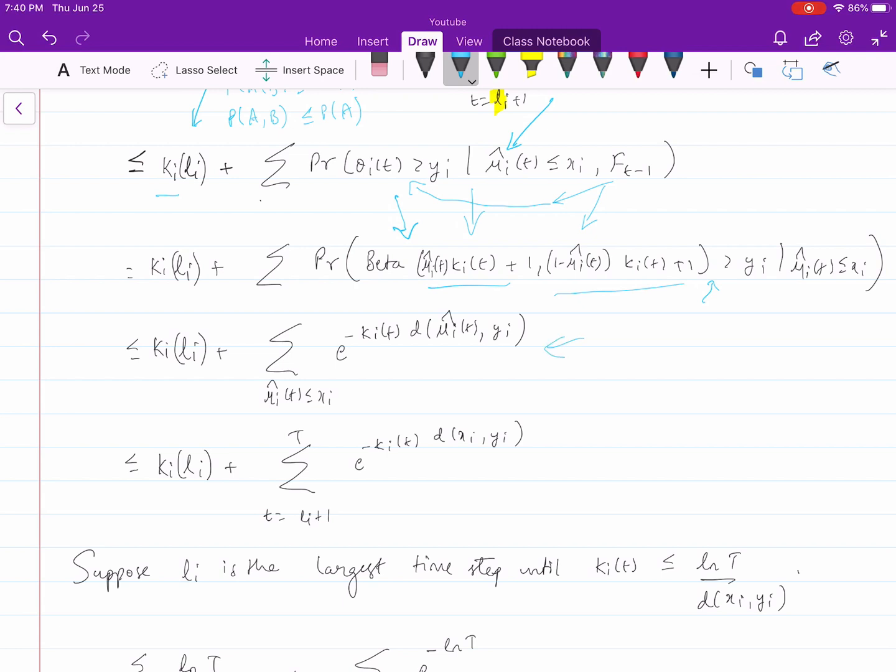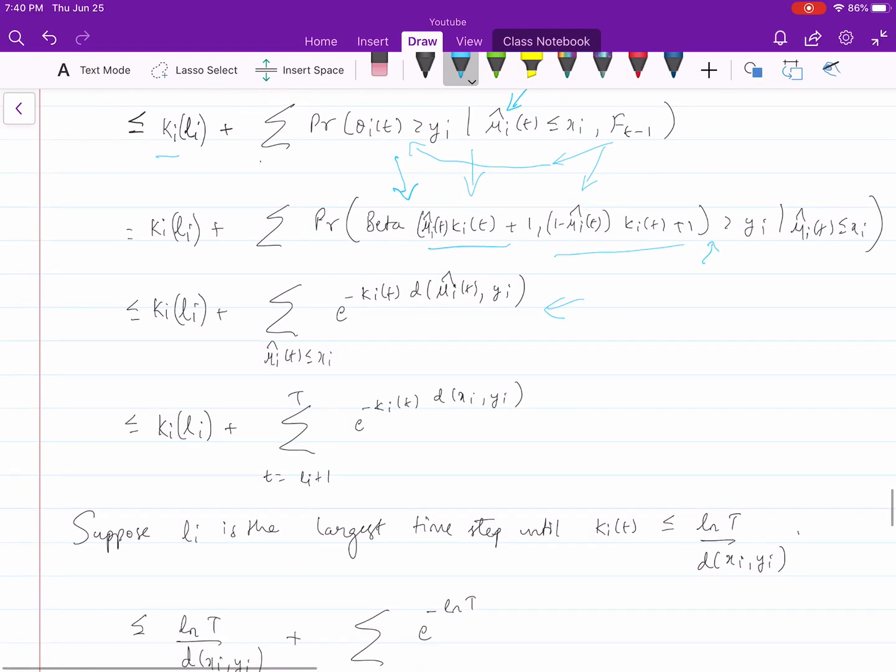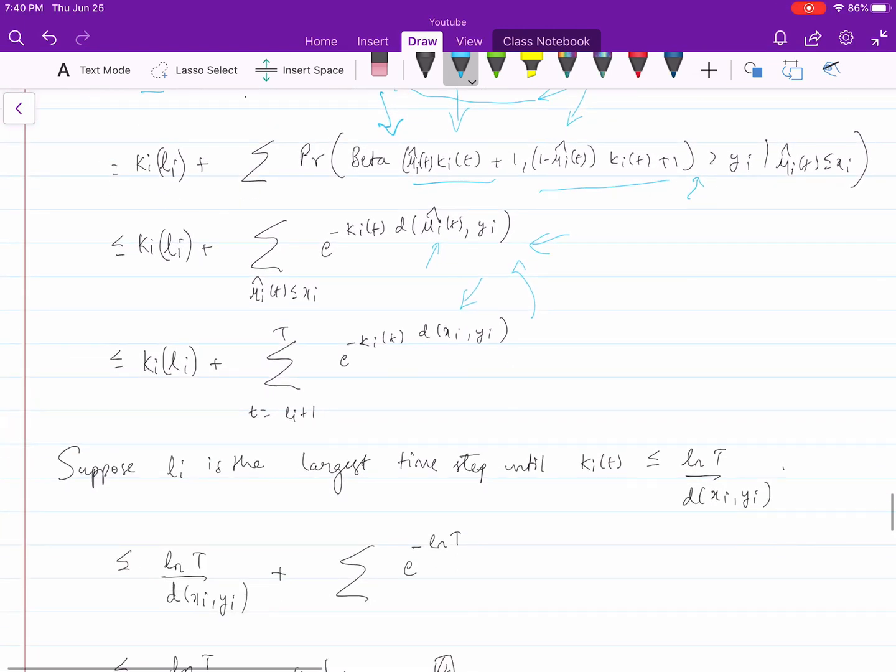So this is just coming from the concentration bound. So now we actually know that this mu I hat of t is less than xi, so this further bounds the distance between xi and mu I, and further bounds this term. So finally we get this part.